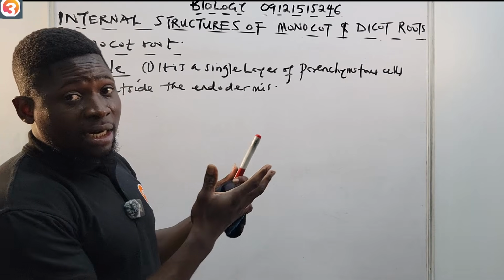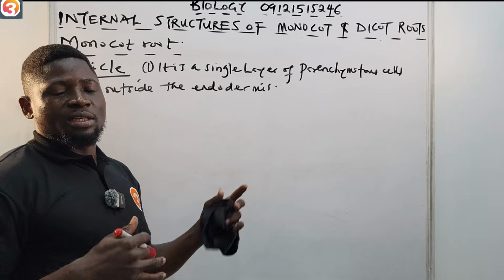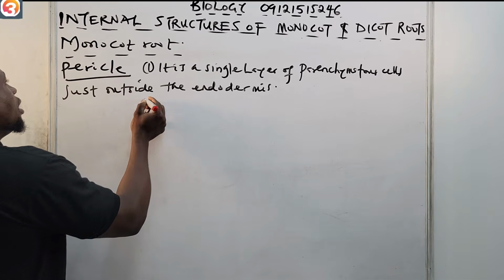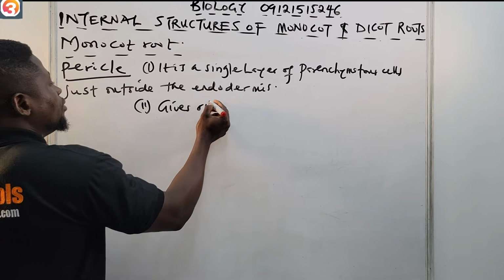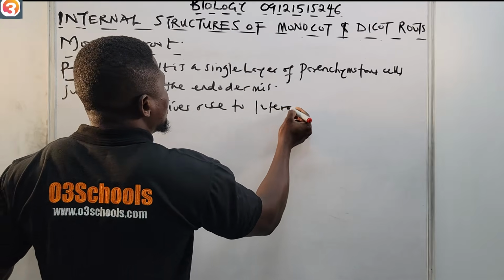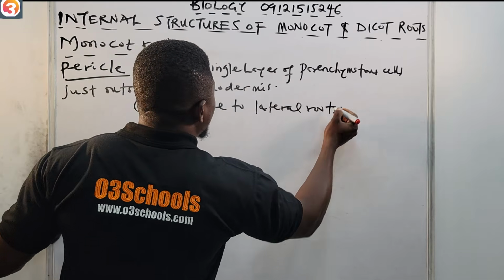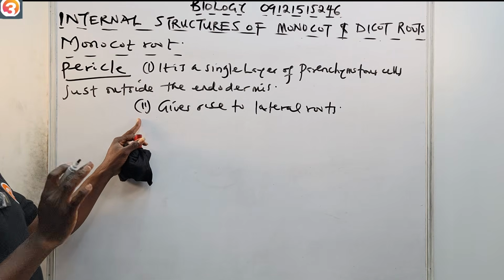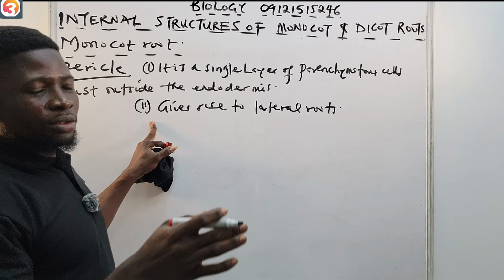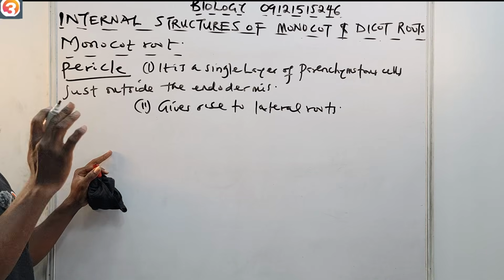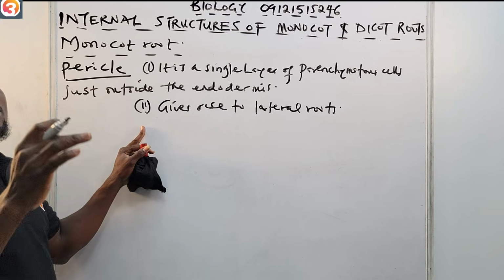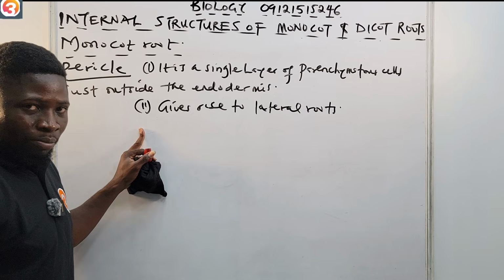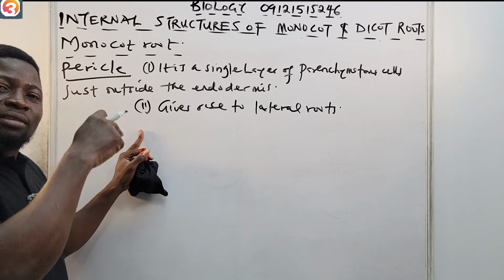Should I draw it? I think we have seen the pericycle several times, so it's almost the same location as that of the dicot. Number two, it gives rise to lateral roots. In dicots, we saw that the pericycle is very useful during secondary growth, that is the formation of vascular cambium in the dicot root.